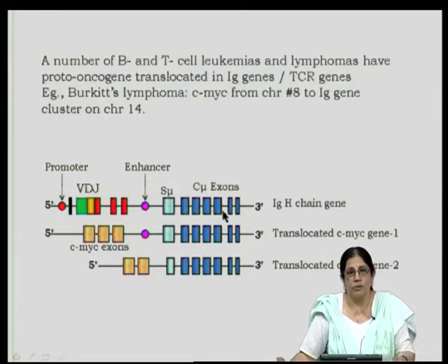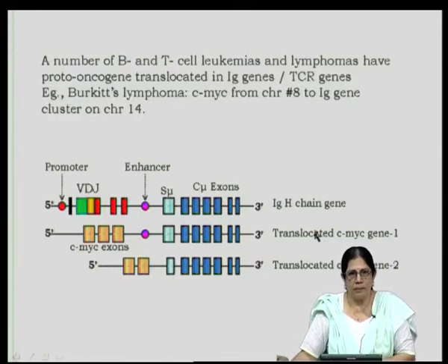Now, I will come to the translocation. A number of B and T cell leukemias and lymphomas have a proto-oncogene translocated in immunoglobulin genes or the TCR genes. Very well known is the Burkitt's lymphoma, where the c-MYC from chromosome 8 is translocated to the immunoglobulin gene cluster, which is present on chromosome 14.